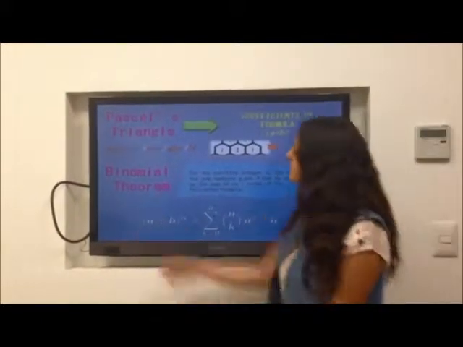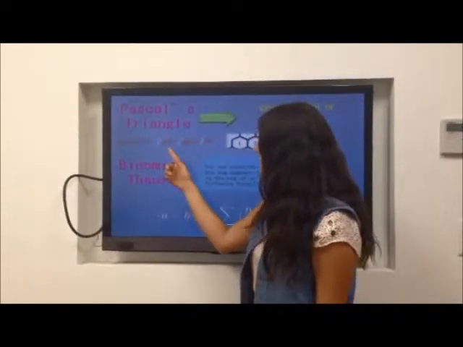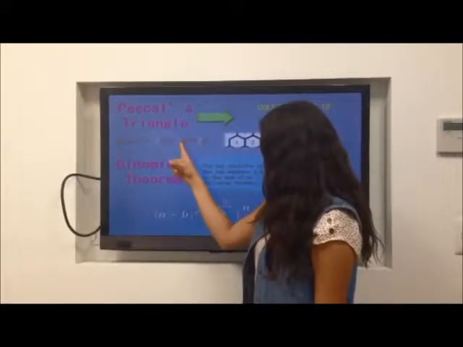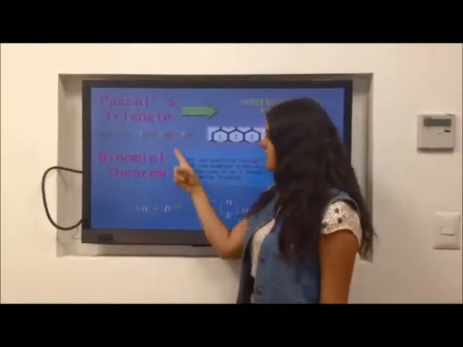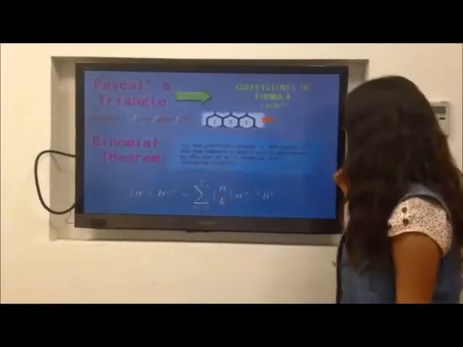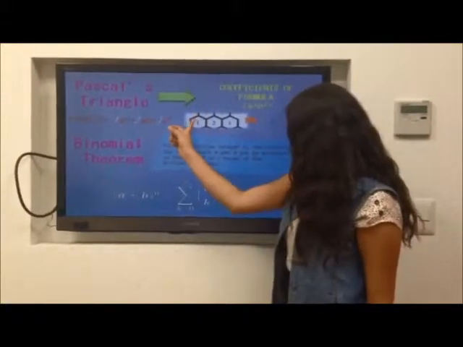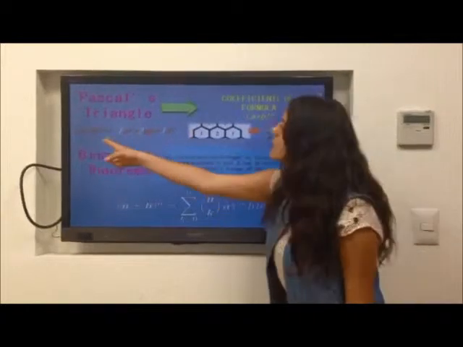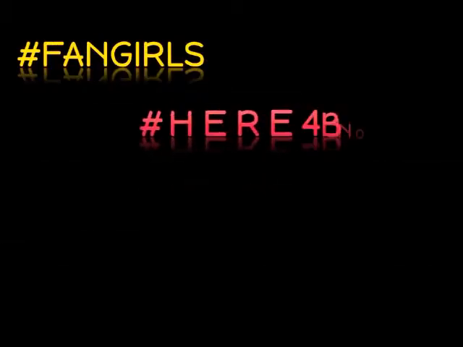For example, here, a plus b elevated to the second degree is equal to a to the 2 plus 2 times ab plus b to the 2. The coefficients of the terms are 1, 2, and 1. And if we locate in the Pascal's triangle, in the third line that corresponds to the exponent 2, the coefficients are going to be 1, 2, and 1.